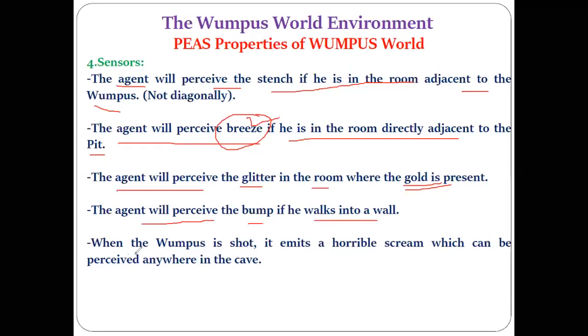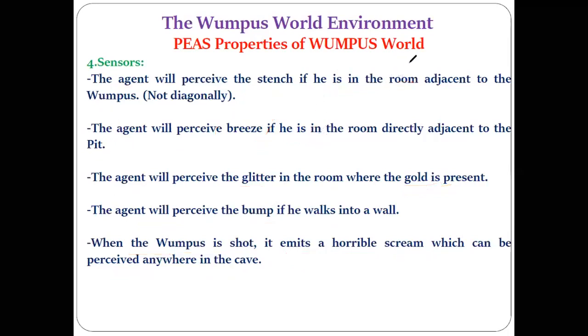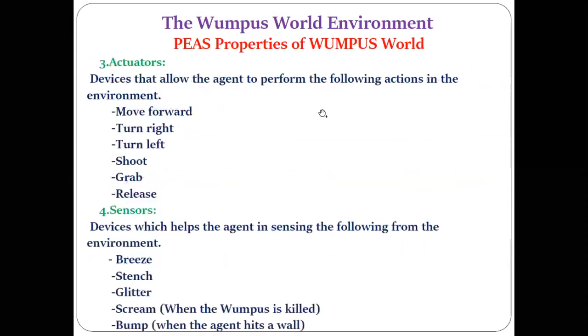Understood? When the wumpus is shot, it emits a horrible scream which can be perceived from anywhere in the cave. When the wumpus is killed, he will scream, and that kind of sound also must be detected. Okay, so this is all about the different kinds of properties, that is the PEAS properties of the wumpus world environment. I hope all of you have got these PEAS properties.